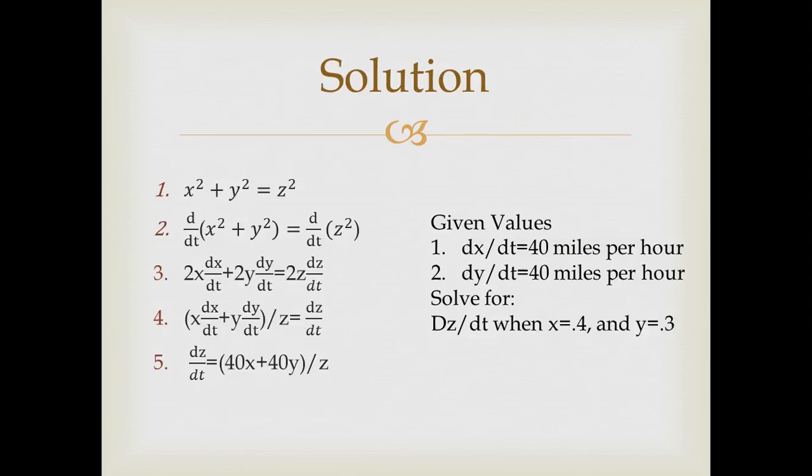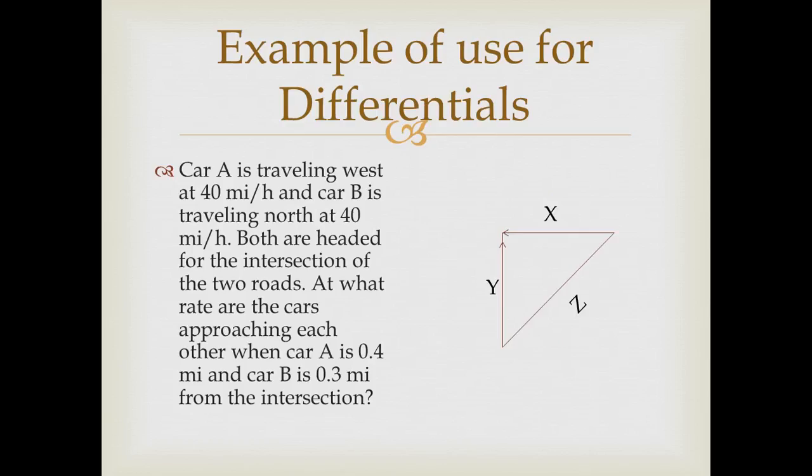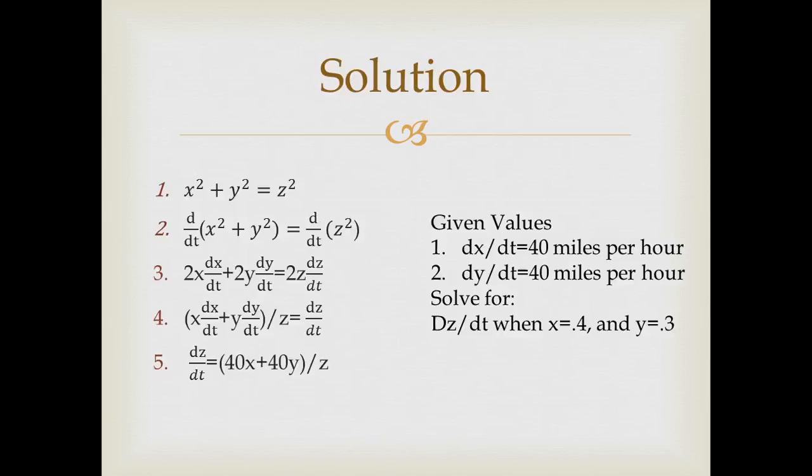First, we need an equation that is going to relate the x, y, and z that are given to us. So we are going to use x squared plus y squared equals z squared. We take the derivative of both sides, and we end up with 2x dx/dt plus 2y dy/dt equals 2z dz/dt. And we just divide the 2 out of it, and we are going to be solving for dz/dt, so we want to get dz/dt by itself.